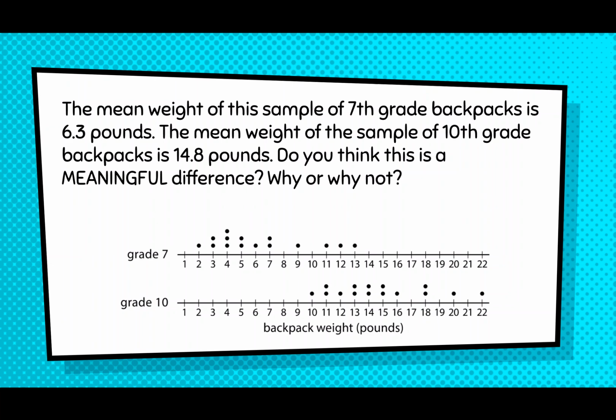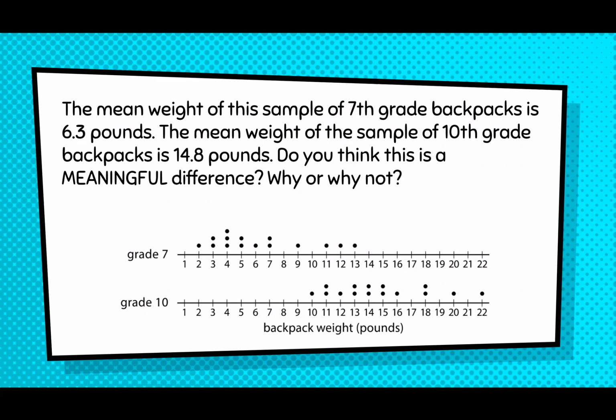So now that you've got your answer, here is how I would think about this. I would think first, what's the difference between these two values? If I subtract 14 8/10 minus 6 3/10, I'm getting 8.5. So 8.5 pounds is the difference between the average 7th grade backpack and the average 10th grade backpack.